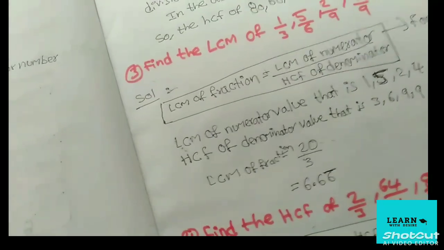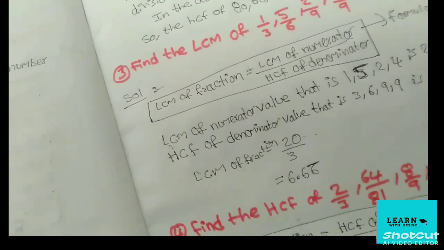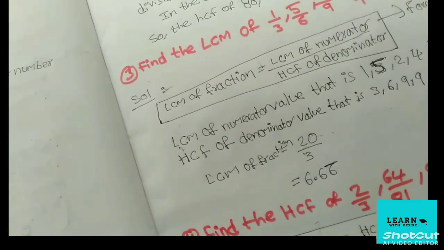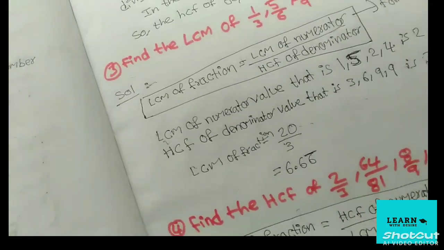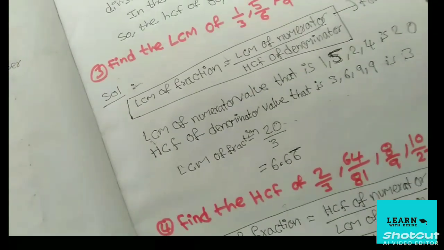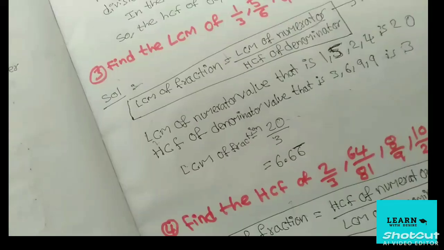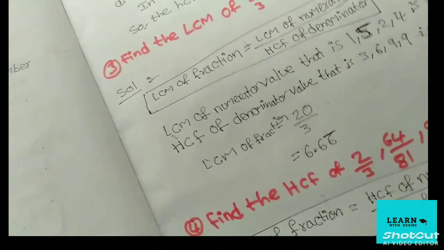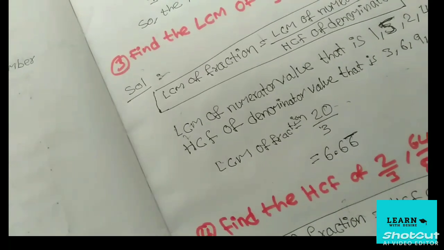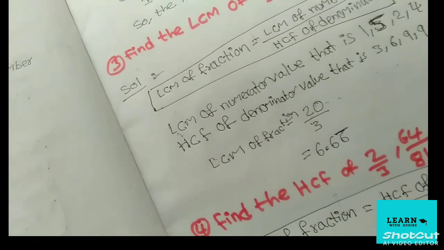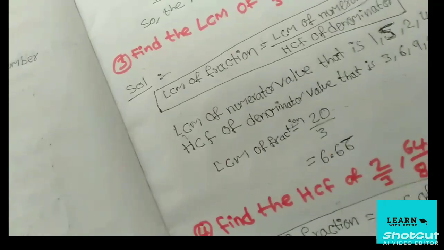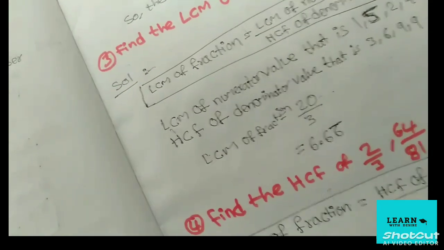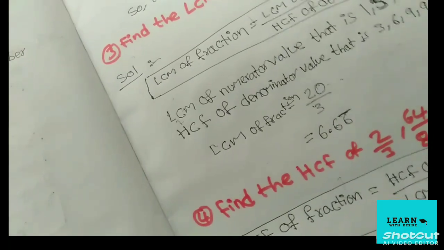If we find the LCM of the numerator values, then we get the answer 20. If we find the HCF of the denominator values, then we get the value 3. Finally, we have to substitute the values and divide. We got the answer 6.6 bar. Here bar represents the repetition of the same value, that is 6.